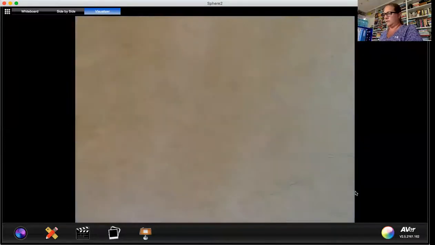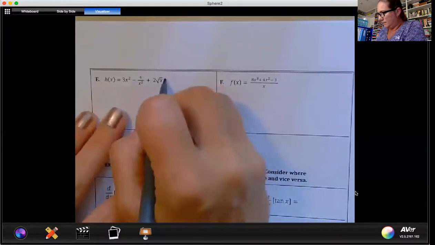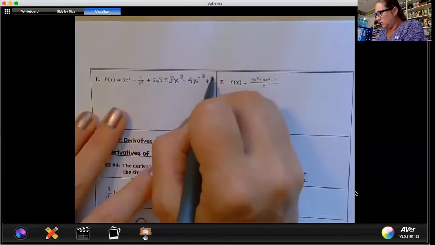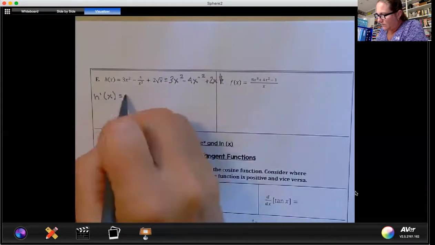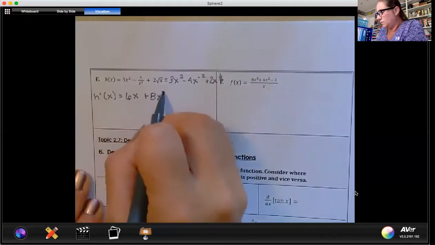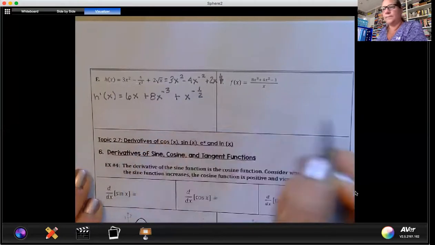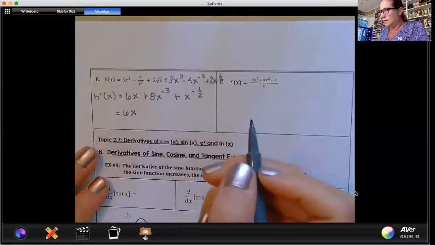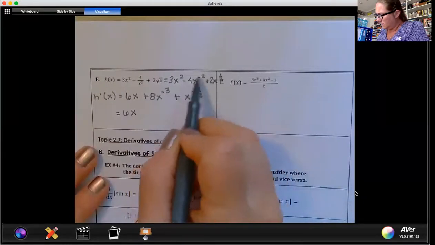All right, same thing for E and F here. We're going to rewrite the whole thing: 3x squared minus 4x to the negative 2 plus 2x to the 1/2. H prime, bring down minus 1, bring down minus 1, bring down minus 1, and evaluate those exponents. So 6x, and let's see here. Bring down.